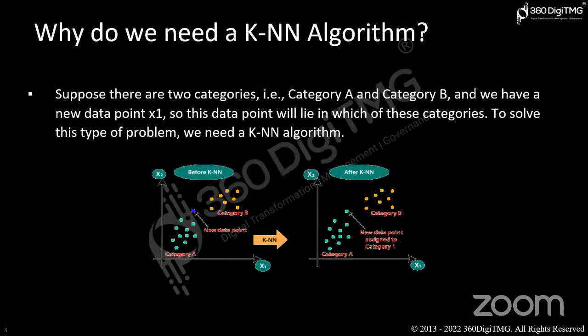This is one example. So why do we need the KNN algorithm? Before KNN, there are just data points in 2 categories. When a new data point comes, based on Euclidean distances we can assign the category, category A or category B. From this example, it is clear which category the new data point belongs to.